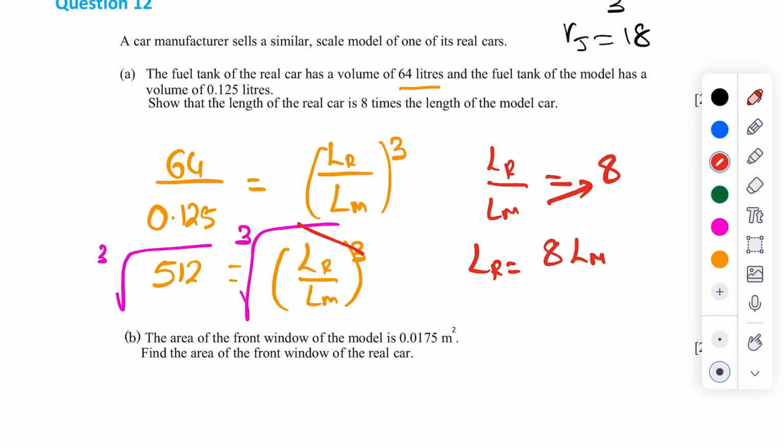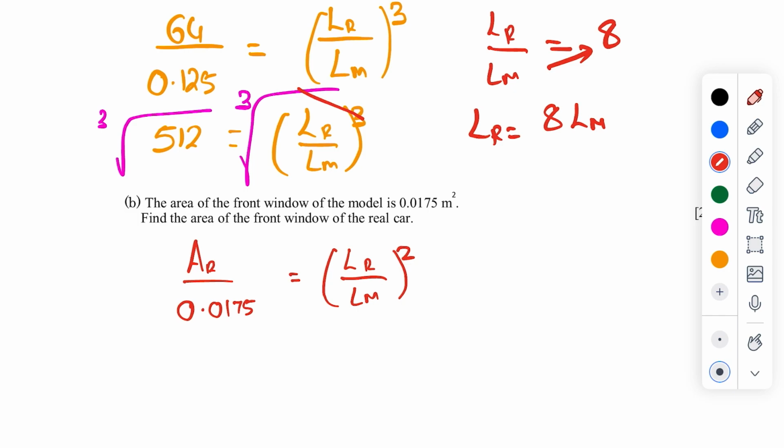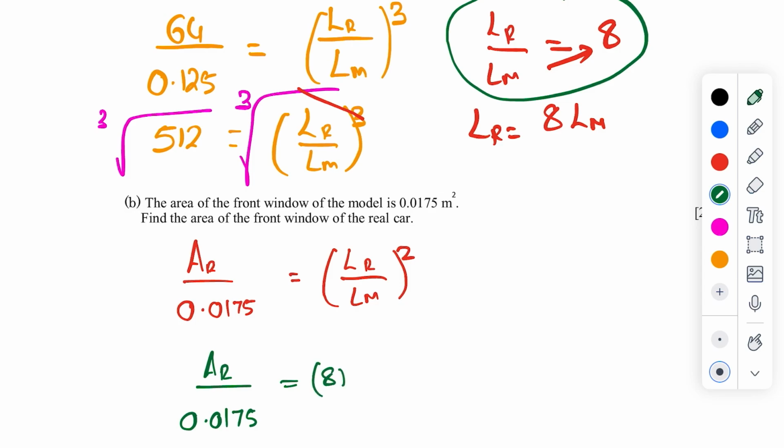Area of the front window of the model is 0.0175 meters square. Find the area of the front window. So area of the real car divided by area of the model is at what? 0.0175 equals length of the real car divided by length of the model, whole square, because whenever we are dealing with area it is whole square. Length of the real car divided by length of the model is nothing but what? 8. So area of the real car divided by 0.0175 equals 8 whole square.